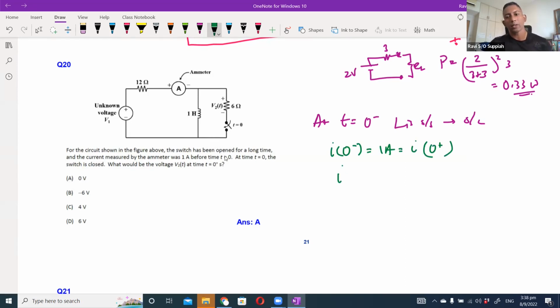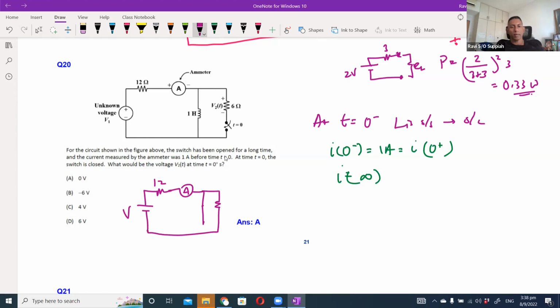Okay, so at I infinity, that means t equals infinity, what happens? Now, when the switch is closed, you create a branch, correct? But if you look at what is happening, you have a V here, you have an inductor, but the inductor is actually a short circuit, correct? The inductor is behaving as a short circuit because it is already in steady state. So even though I close the switch, it doesn't actually make any difference because when the current comes here, all the current will only go here.